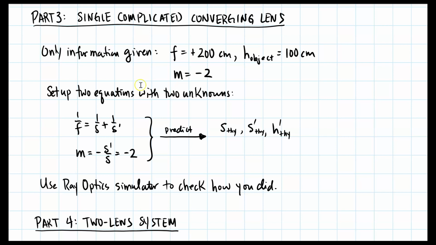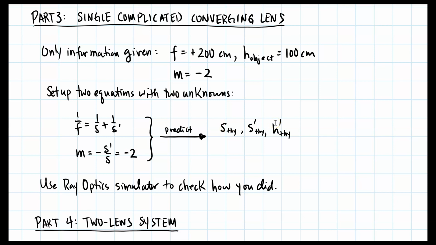The way we do this is we set up two equations with two unknowns. So this is one piece of the information, that the magnification is -2, but we know that the magnification is -s prime over s. From the thin lens equation, we know that we're also relating s and s prime. Solve these two equations for s, s prime, and the height of the image.